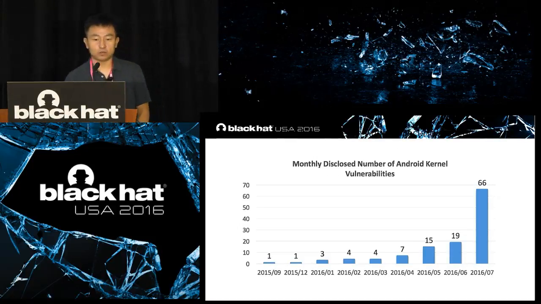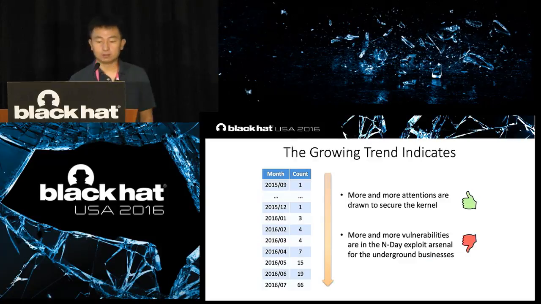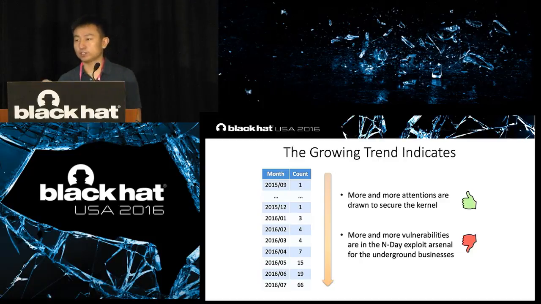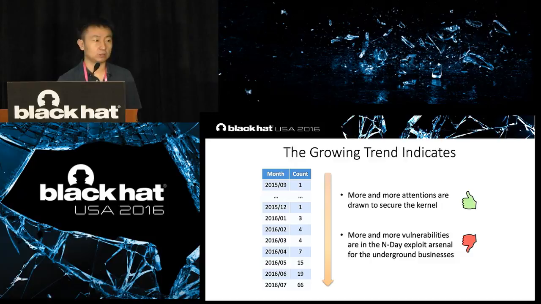This is a graph for monthly disclosed kernel vulnerabilities. As you can see, it is increasing very fast. And this growing trend brings us one good news and one bad news. The good news is that more and more attention is drawn to securing the kernel. But the bad news is that the underground business has more and more vulnerabilities to exploit.